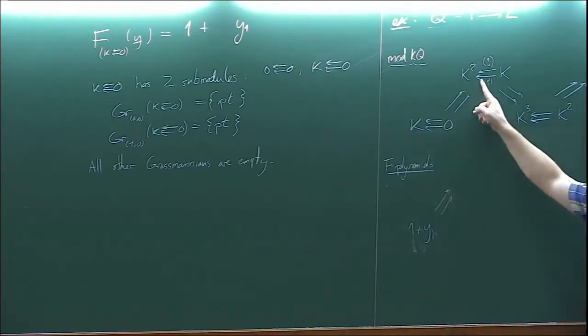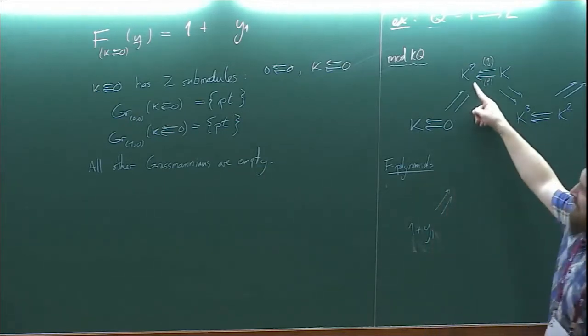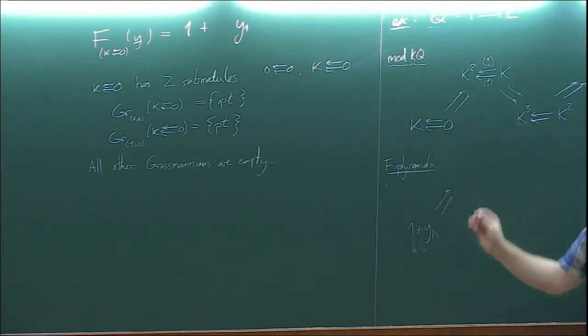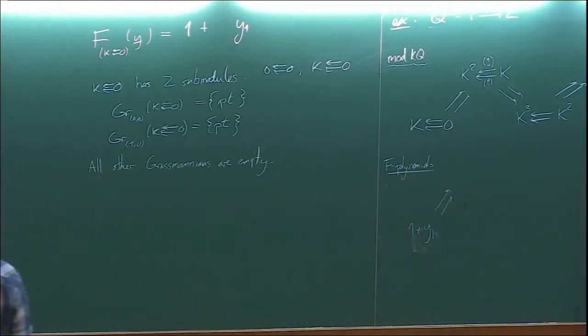Then let's compute the F polynomial of this guy. It's going to be a bit more complicated. This module has dimension 3, so there should be possibly many more submodules. So let's see.